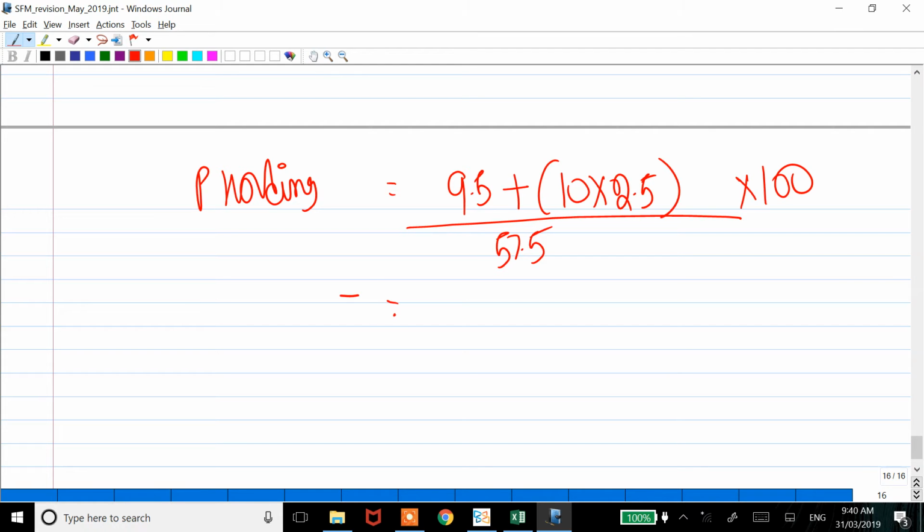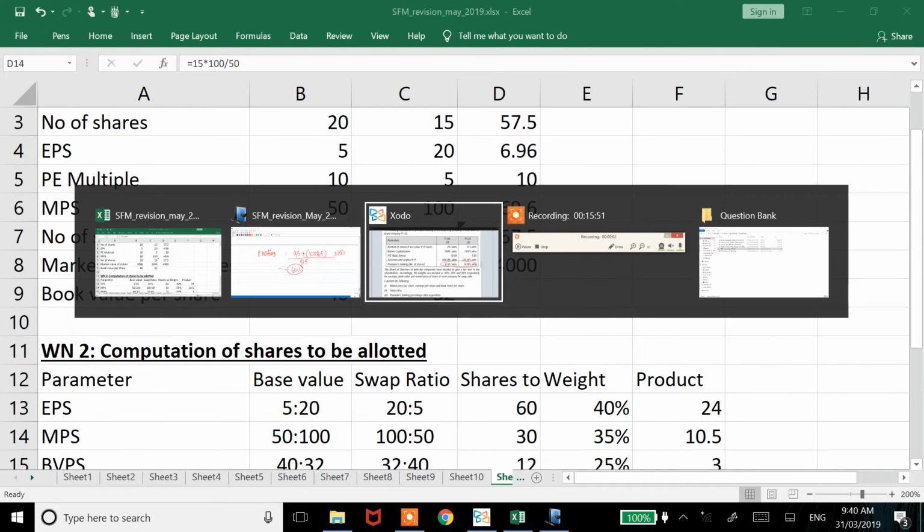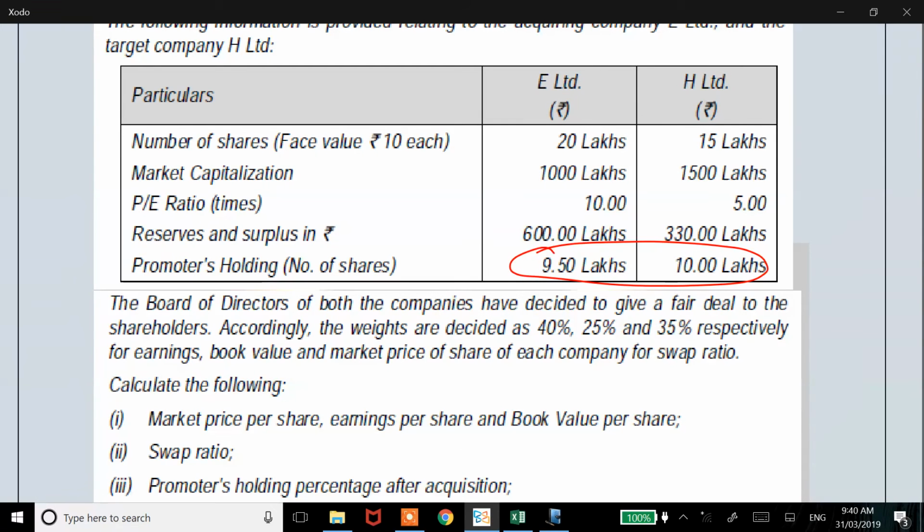What percentage? Exact 60. The promoter holding is 60 percentage. Free float market cap means non-promoter holding.